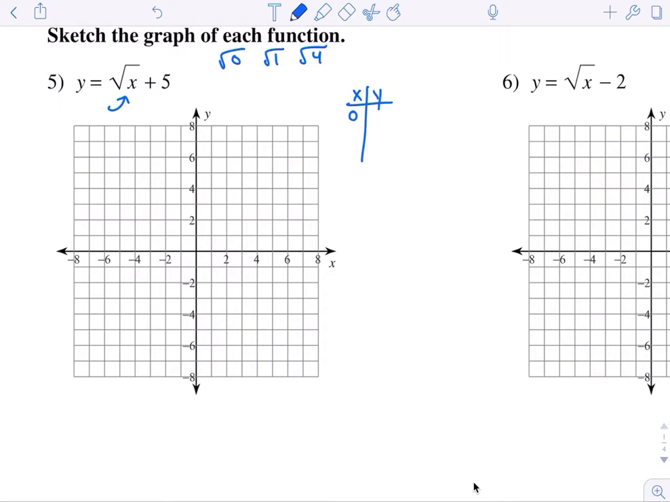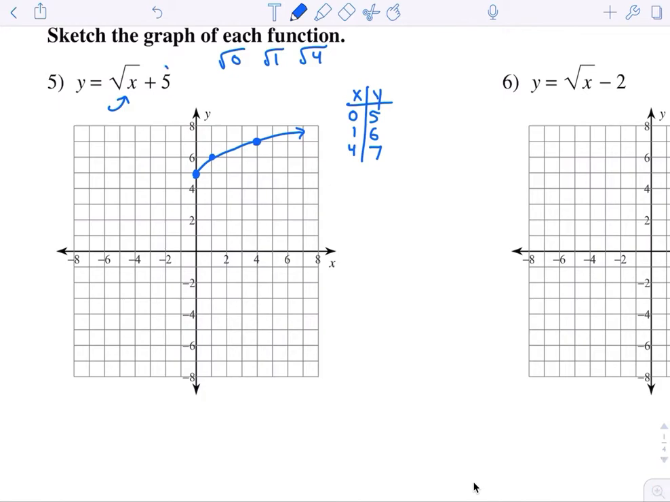So square root of 0 is just 0, and 0 plus 5, you guys, is 5. So there's my first coordinate, 0 comma 5. Next coordinate, to get a perfect square of 1, all x has to be is just 1. So square root of 1, you guys, is 1. 1 plus 5 is 6. So 1 comma 6. Then to get a perfect square of 4, well, all we gotta substitute in for that x is just 4. So square root of 4 is 2. 2 plus 5 is 7. 4 comma 7. And there is your guys' sketch.